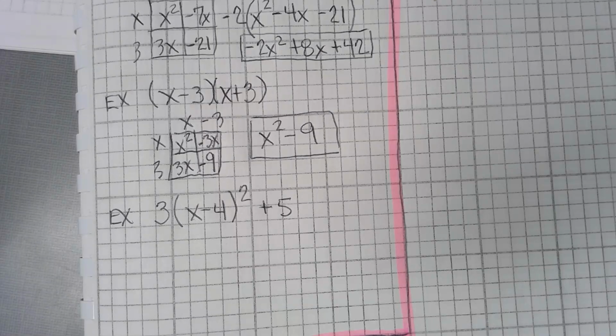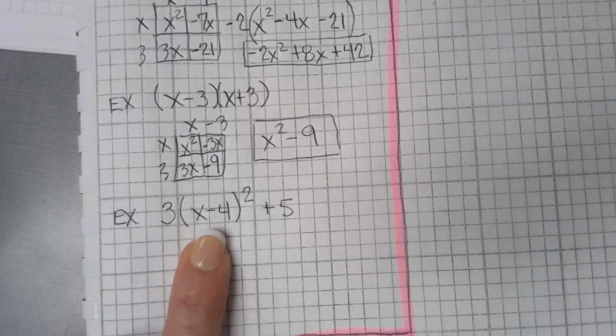Same numbers on the end. One's minus and one's plus. Y'all, that's what happens. The middle term will disappear when you have that. Okay? All right.